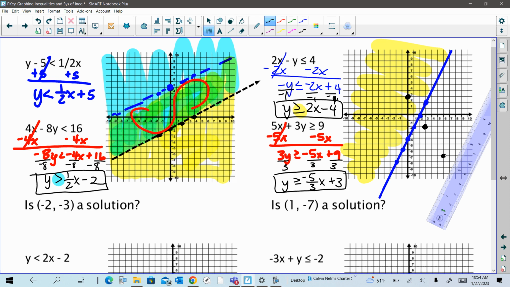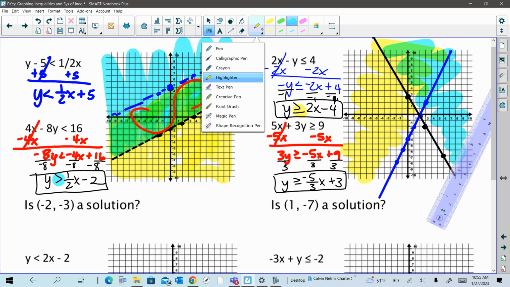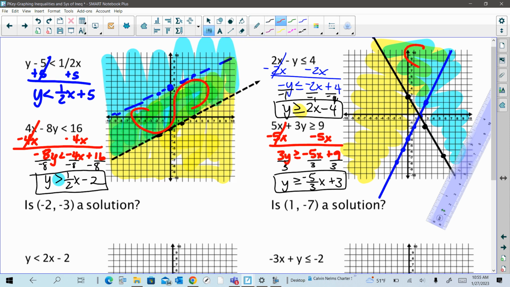All right, we have a solid line here. There we go. All right, how are we shading? Greater is above, to the right. So I'm going to get a different color here. I'm shading here. But your solution is only here, at that little triangle.